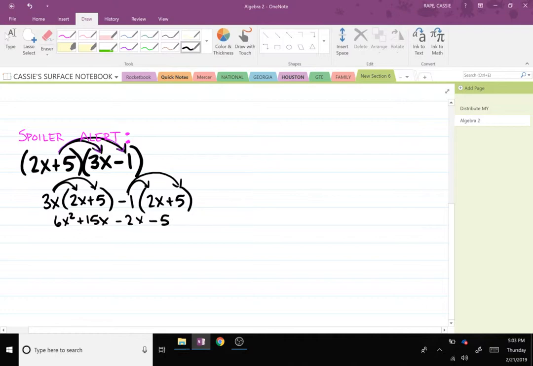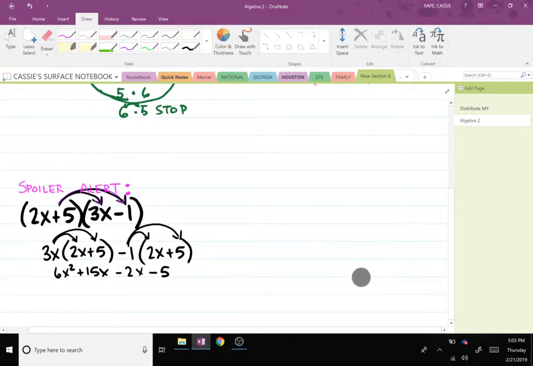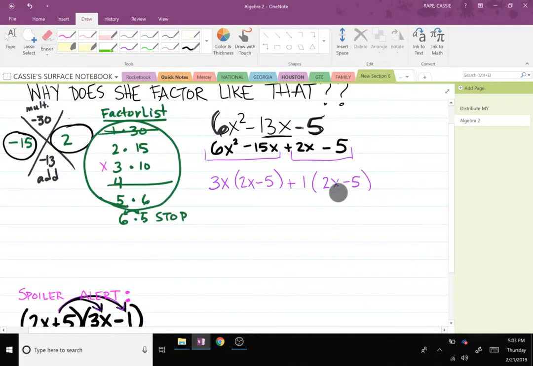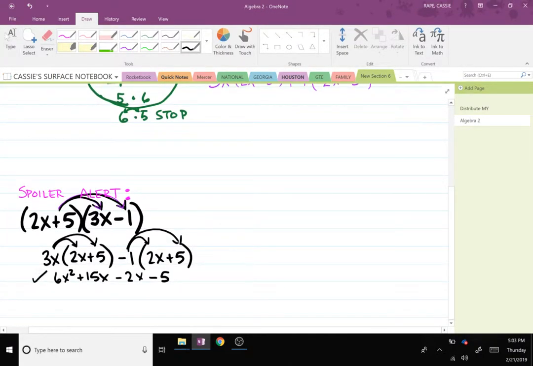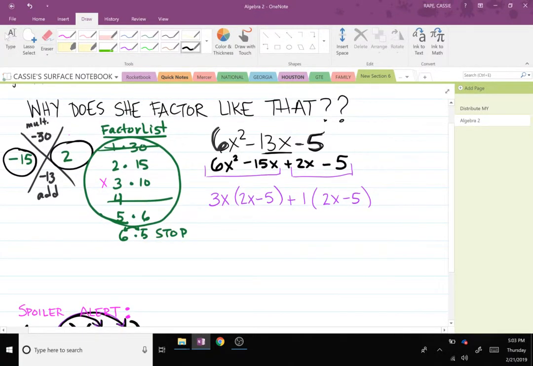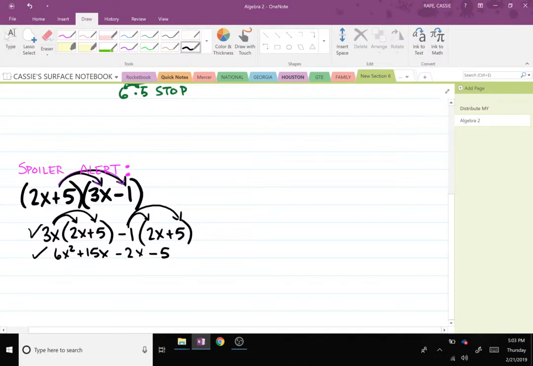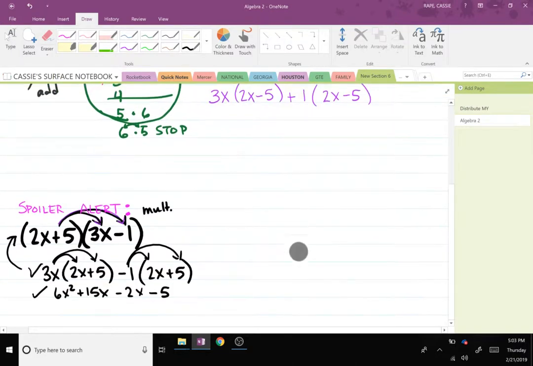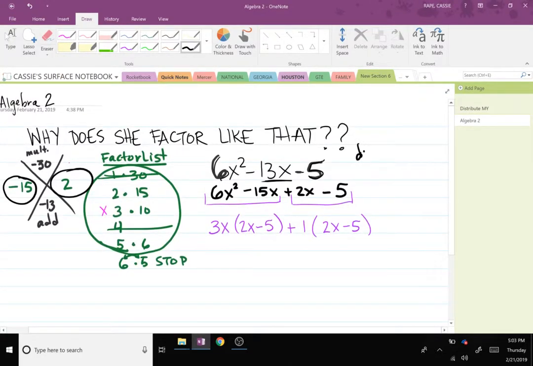Now the reason that I bring that up, 6x squared plus 15x minus 2x minus 5, is go back up here and look: 6x squared minus 15x plus 2x minus 5. Look at the step, you're doing just the opposite here. You pull common factors out, which would be this step right here, which means what I'm trying to do is get back to this step when I'm factoring. So this is multiplication, which you do by distribution. This is almost like division, which you do when you're factoring.